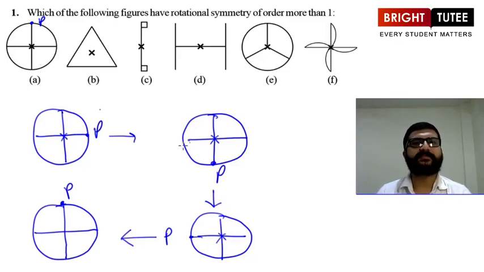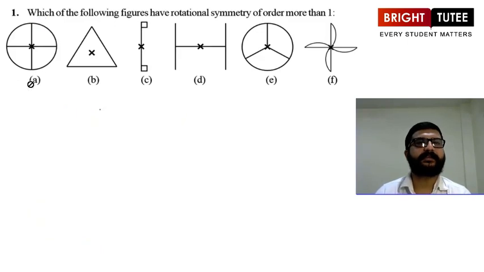But how many times are we getting the same shape? We are getting 1, 2, 3 and 4 times the same shape. It means this figure has a rotational symmetry of order 4, which is more than 1. So for this one, this is the correct answer, A. A figure has rotational symmetry of order more than 1. Now let's check for the next figure.